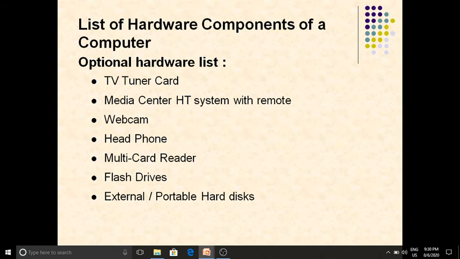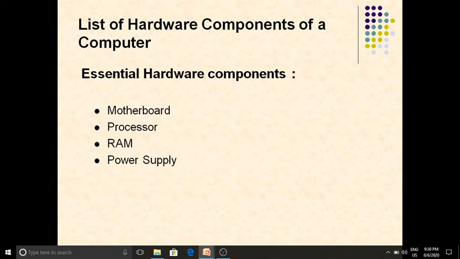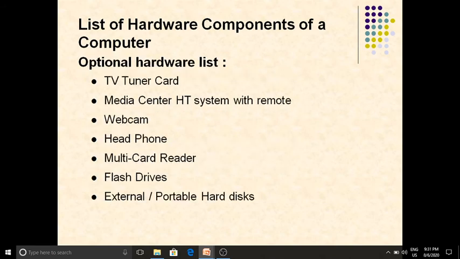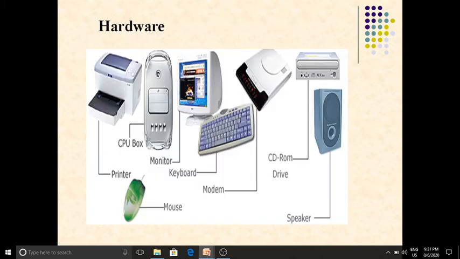Okay, students. So this is the list of hardware components required by the computer. Some are essential and some are optional. So we have seen what are essential hardware components required by the computer system and what are optional hardware components required by the computer system. Now let us see pictorially.